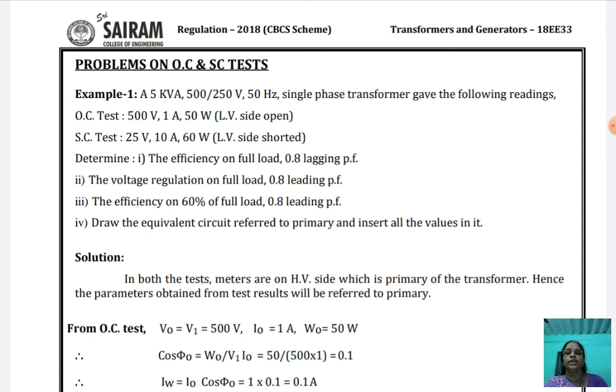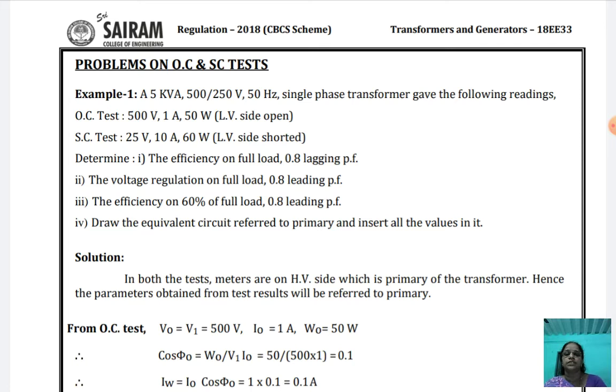Open circuit voltage, or the primary voltage, is 500 volt. The no load current, or input current, or primary current, is equal to 1 amp. And then W naught is the no load power, or input power, that means iron losses, that is 50 watts, which is common for all the loads.